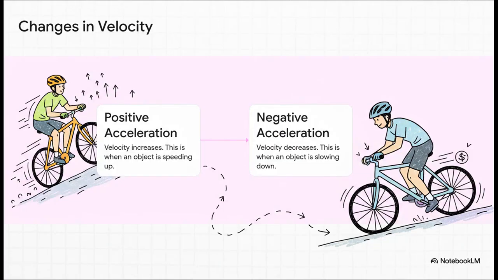Think about riding a bike. When you pedal harder to go faster, your velocity increases. That's positive acceleration. When you hit the brakes, your velocity decreases. That's negative acceleration. You might have also heard it called deceleration. Both are changes in velocity, and so both are types of acceleration.